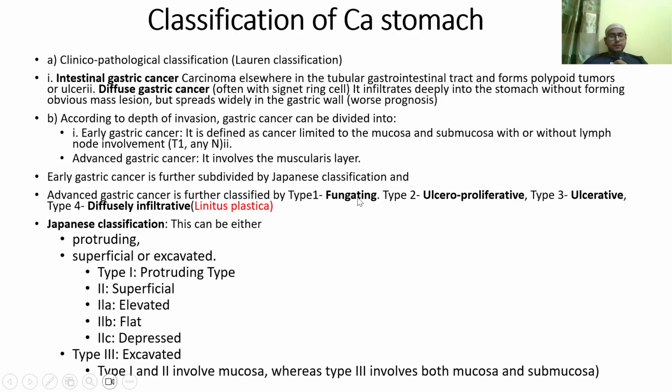Advanced gastric cancer is further classified by type 1 fungating, type 2 ulcer proliferative, and type 3 ulcerative, and diffusely infiltrative or linitis plastica. Okay, this is a stage 4 tumor.